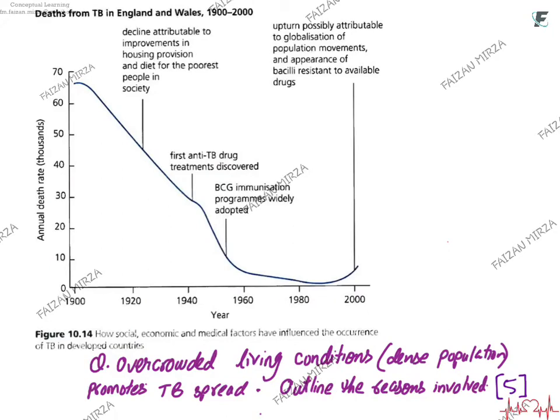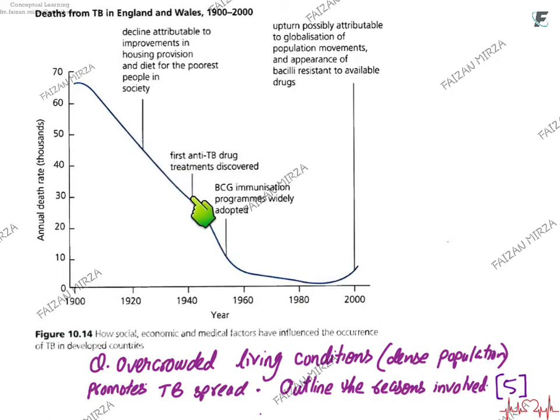This graph shows the period from 1900 to 2000, reporting deaths from TB in England and Wales. From 1900 onward, they show a huge decline. Why? Because there were improvements in housing provision and the diet of the poorest people in society. So their immunity improved, and they were able to ward off the pathogen.